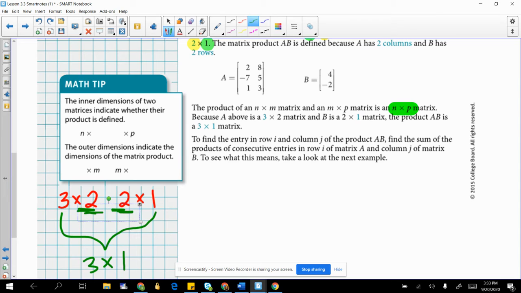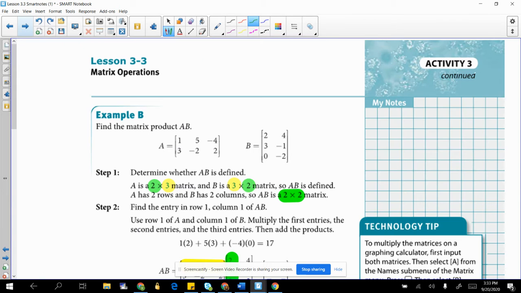To find the entry in row i and column j of the product AB, find the sum of the products of consecutive entries in row i of matrix A and column j of matrix B. To see what this means, take a look at the next example. Cool, so let's do just that.